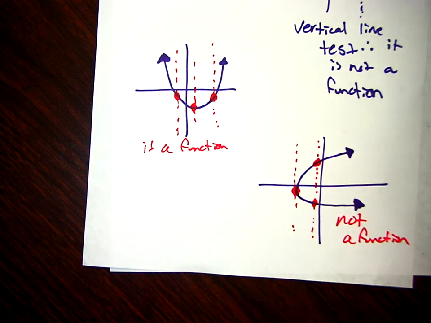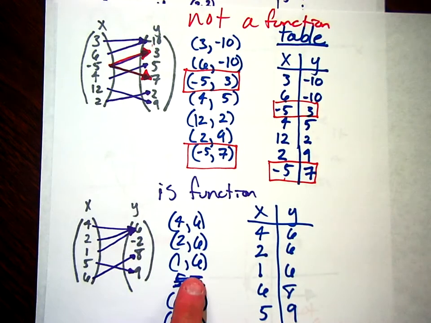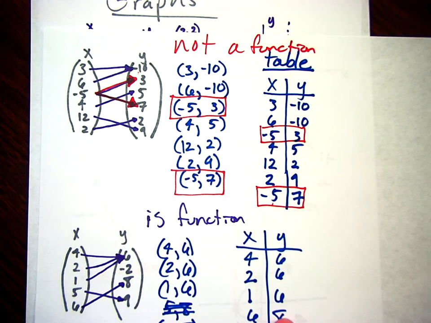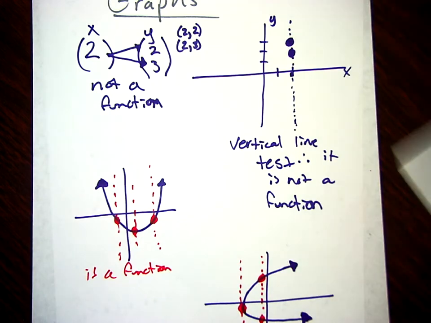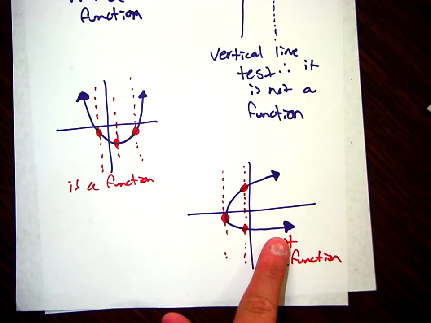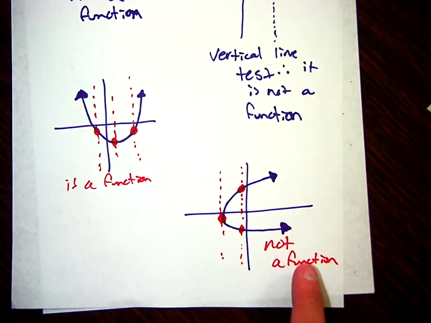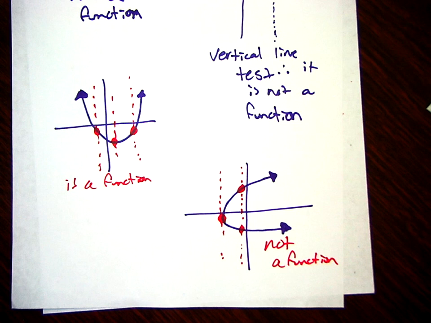All right, so that's function, not a function. We've looked at how to know whether it's a function from a mapping, from a set of ordered pairs, from a table, and now you've also seen how to tell if it's a function from a graph. Okay, vertical line test. If it touches that graph twice, if it touches that line or curve twice anywhere, it's not a function.